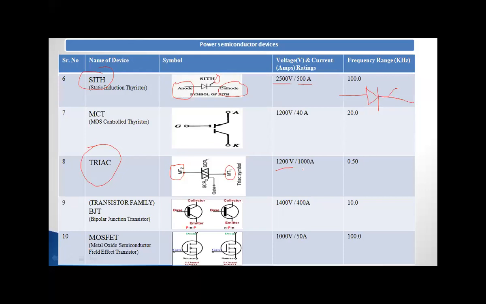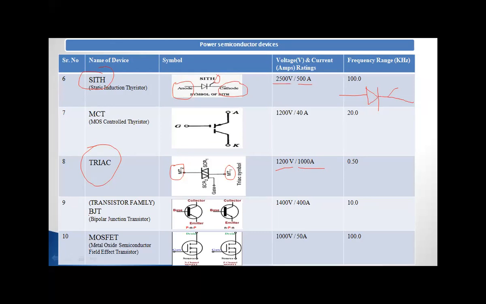1200 volts is the voltage rating, 1000 amperes is the current rating, and 0.50 kilohertz is the frequency range. Clear? That means its frequency range is low. Next, what can we call this? We can call the triac a low voltage and high current device, because the voltage rating is small but the current rating is very high. Or we can also call it a low frequency device.